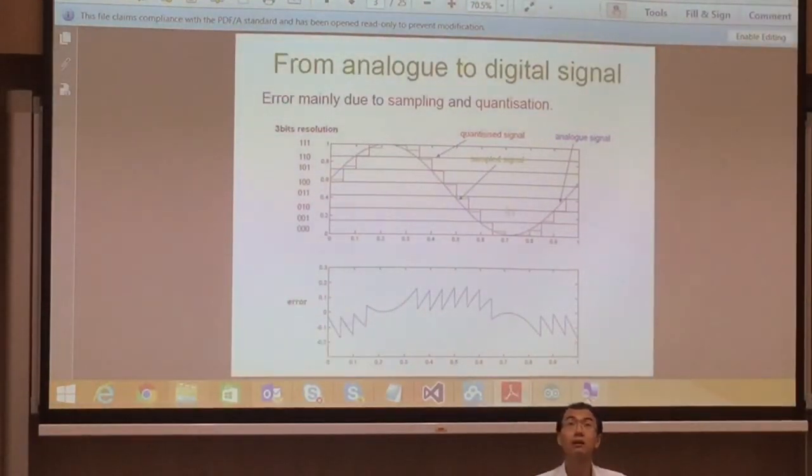So again, if your sinusoid, for example in this case, only uses 3 bits to represent, you will see the error between the digital signal and the analog signal. It will be like this one.